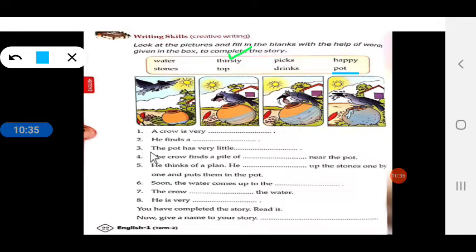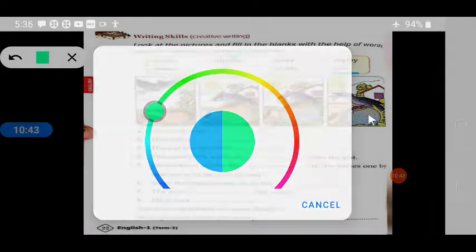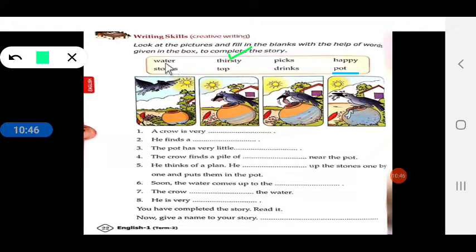Then the third one. The pot has very little water. So you can write water here, W-A-T-E-R. Then the fourth one. The crow finds a pile of dash near the pot. What does he find near the pot? He finds a pile of stones. S-T-O-N-E-S. You can write that in the fourth one. Stones near the pot.